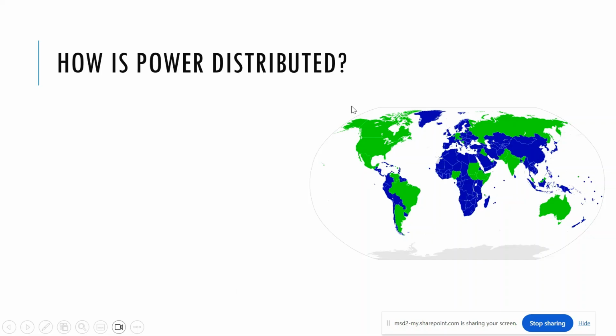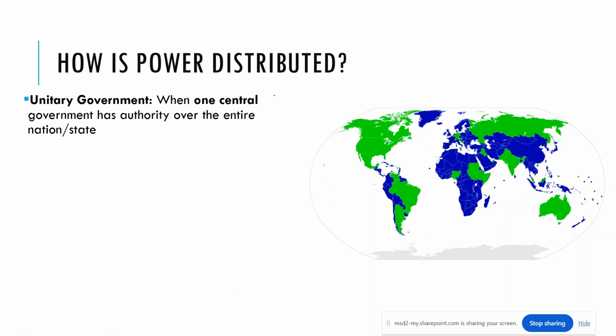Secondly is, how is the power distributed? I like to do this. Usually, we will have a unitary government where basically the national is dictating to the state and local what they have to do. There might be individual local governments, but they really just have to do what the large government tells them to do.